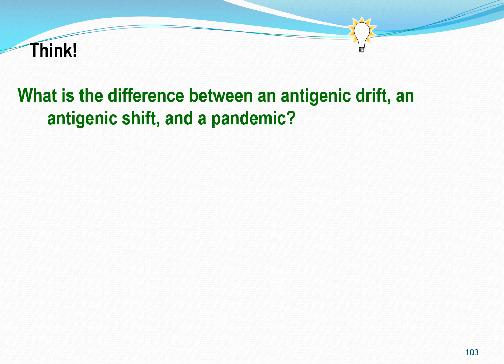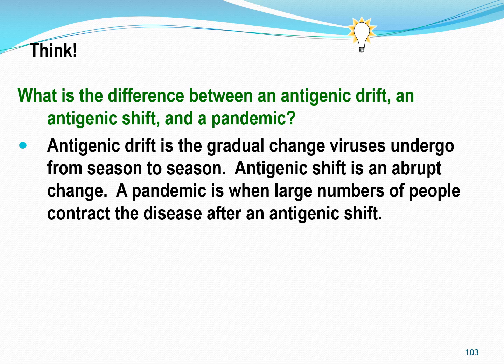So what is the difference between an antigenic drift and an antigenic shift in a pandemic? An antigenic drift is the gradual change viruses undergo from season to season, right? So we don't see a really big spike in anything. They just gradually go through the change, and they're going through it so slowly, we slowly adapt, right? We don't have an overload to the system. An antigenic shift is an abrupt change. And so a pandemic is when large numbers of people contract that disease after an antigenic shift, or if you see a new and novel virus.